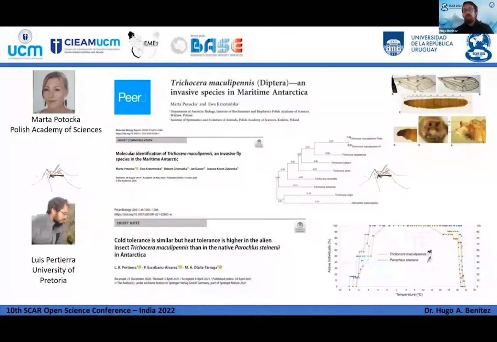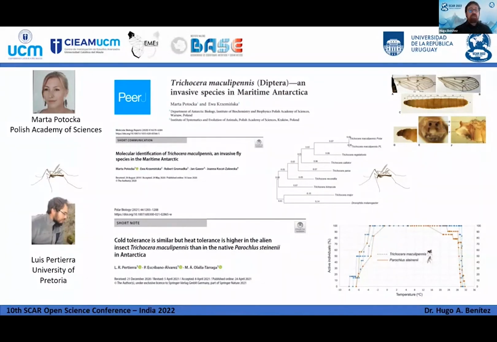About the ongoing projects and published material showing that Trichosea is already in Antarctica, there is work from Marta Potocka from the Polish station. They describe Trichosea maculipennis in Antarctica with all the details of its life history, describing the larvae that was found and also the pupa, and doing some molecular work using simple markers like the CO1 marker to see the relationship between European species and the Antarctic, invasive one, to see the invasion pattern of adaptation and how it is moving between different stations.